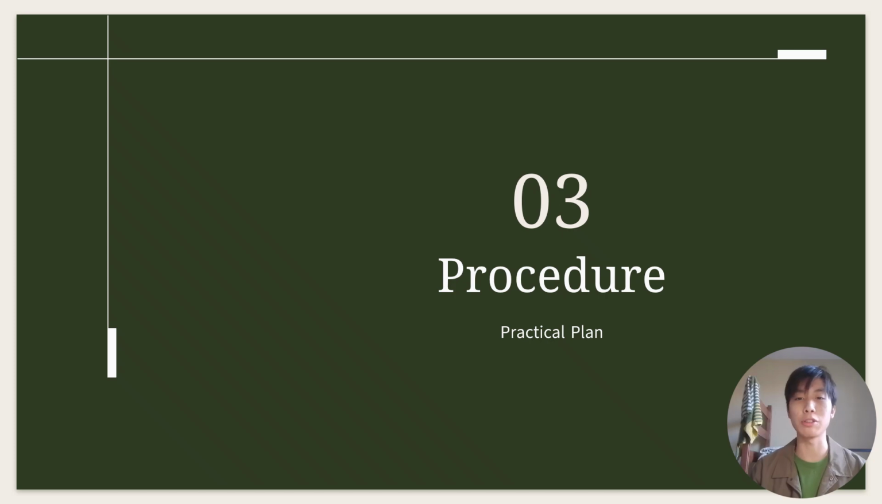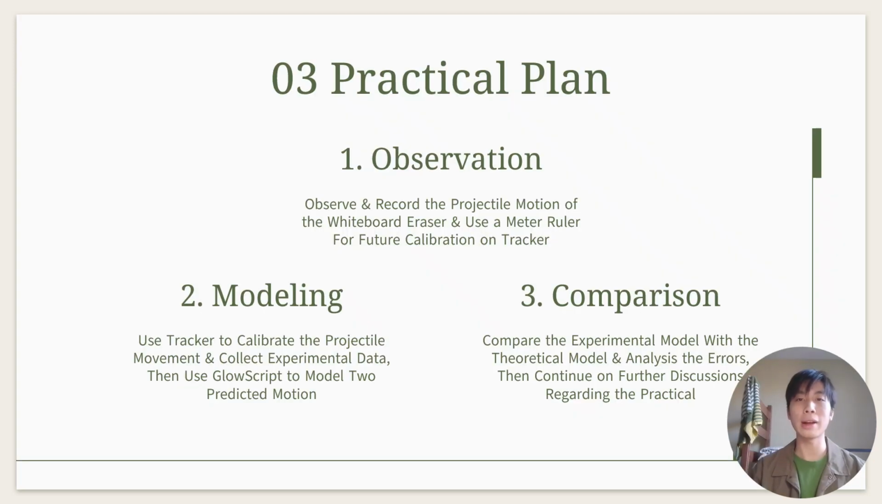And now I'm going to talk about the procedure of this practical. First of all, I will do some observation of the projectile motion and record it with an iPhone. Then I'll put it inside the Tracker app. But before that, remember that for recording the motion you have to use two one-meter rulers, one horizontal and one vertical, for the calibration. After calibrating using Tracker, we can use GlowScript to produce two predicted motions, one with only gravitational force and one with drag force and gravitational force. And then after all of that, I'll place them into a spreadsheet and create a graph with 3 curves and then analyze the errors. And also I'll discuss some of the further problems.